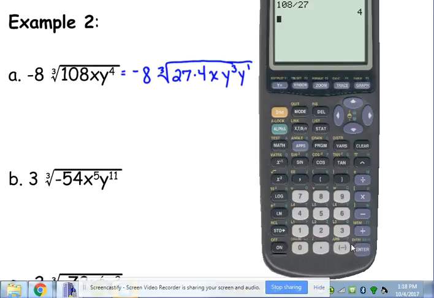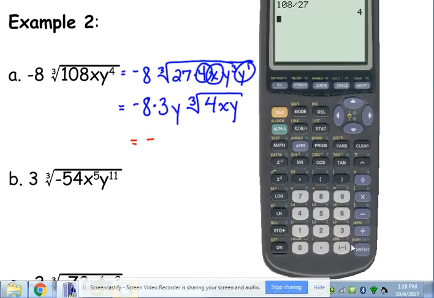Okay, so let's simplify this. So the cube root of 27 is 3. 4 is not a perfect cube, so we leave it under there. X has a power less than the root, so we leave it under there. The cube root of y cubed is y, and we leave that other y under there. So left under our cube root, and don't get lazy on me, you've got to put the 3 in that root, otherwise it's understood to be a square root. So 4xy is under there, and then last step, let's multiply in front.